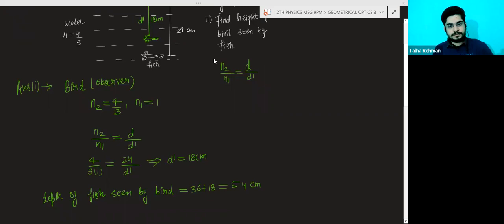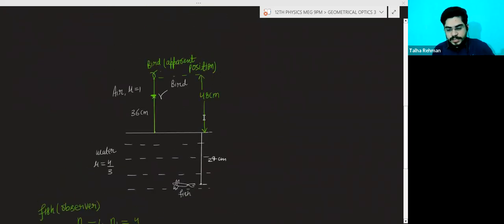Okay, just a minute. Actually, see, this 48 is the apparent position. The actual position of the bird is this. But when this fish sees from the water to the bird, this bird will appear here at a height of 48 centimeter. So 48 centimeter is the apparent position of the bird. Got it, Nida? Okay, fine, no problem.